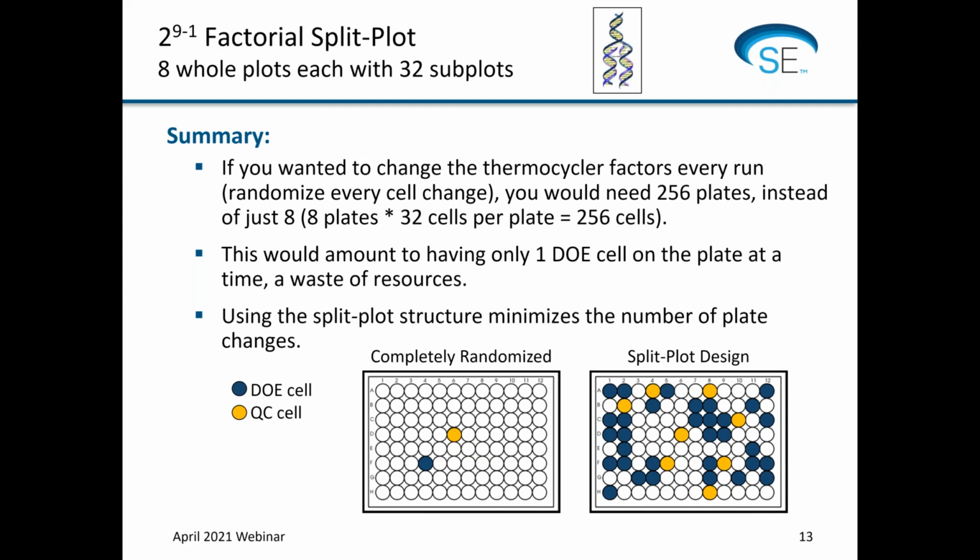So what we're going to do is use a split plot to minimize the number of plate changes. Okay, so in the split plot, we're going to have 32 cells we're going to use. Those are the dark cells, and then we're going to have some QC cells. Okay, those are the gold cells on these plates.